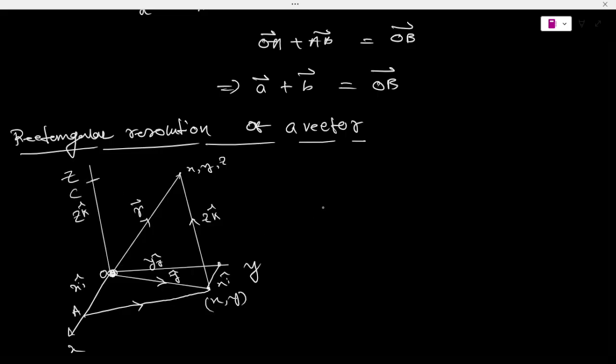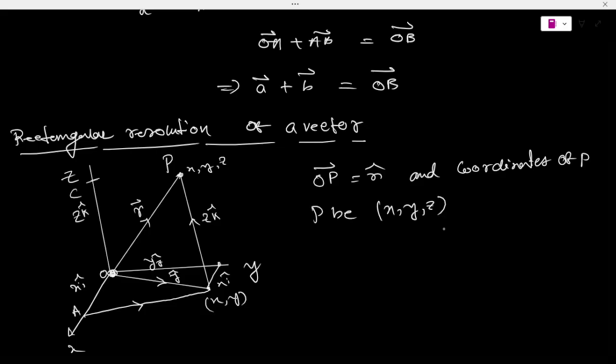Okay, so if O and P, this point is given the name P. If OP is equal to n cap, and the coordinates of P are x, y, and z, then the OA vector is equal to x of i vector, the OB vector is equal to y of j vector, and the OC vector is equal to z of k vector, which I already wrote here.